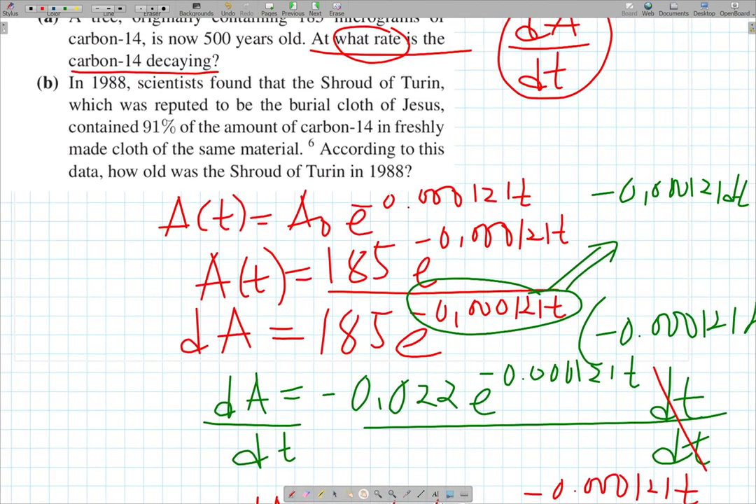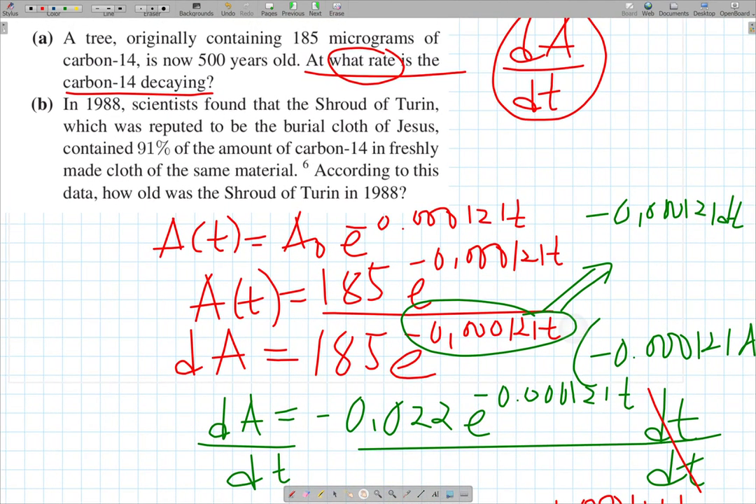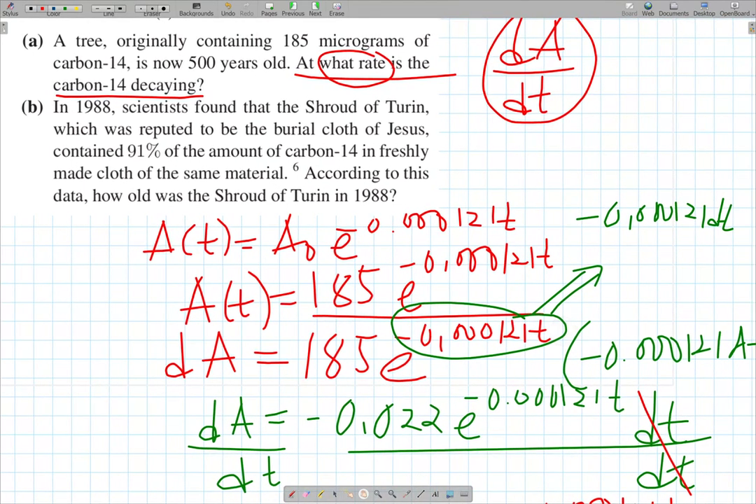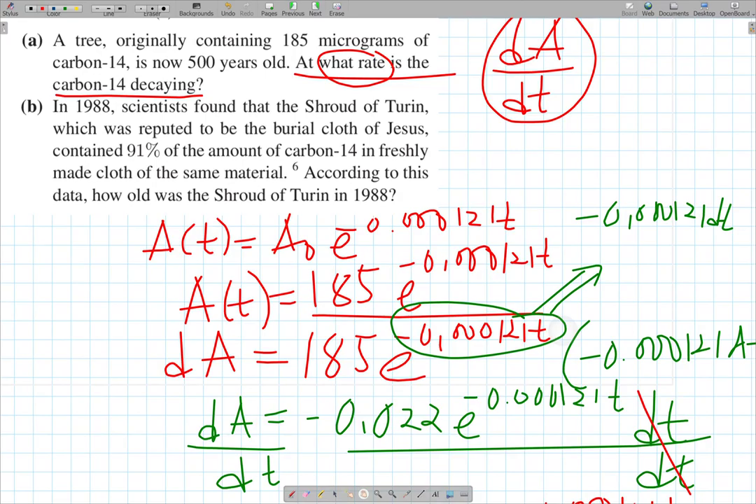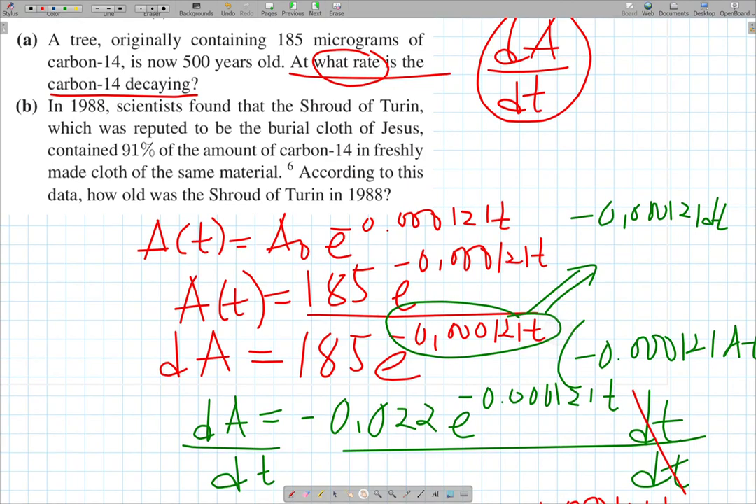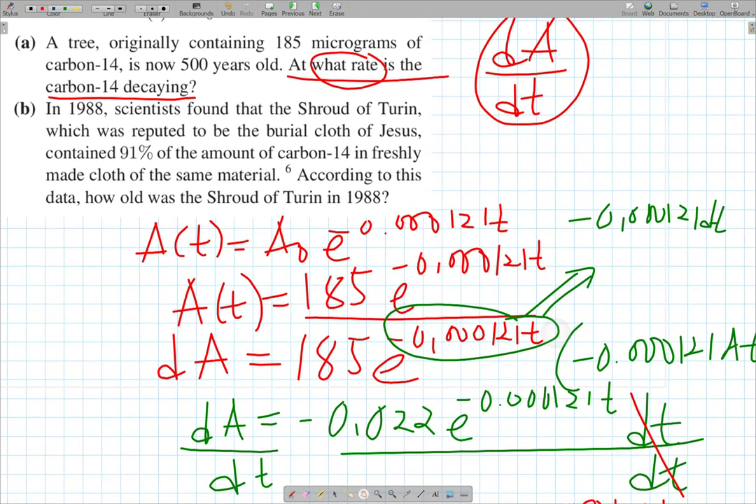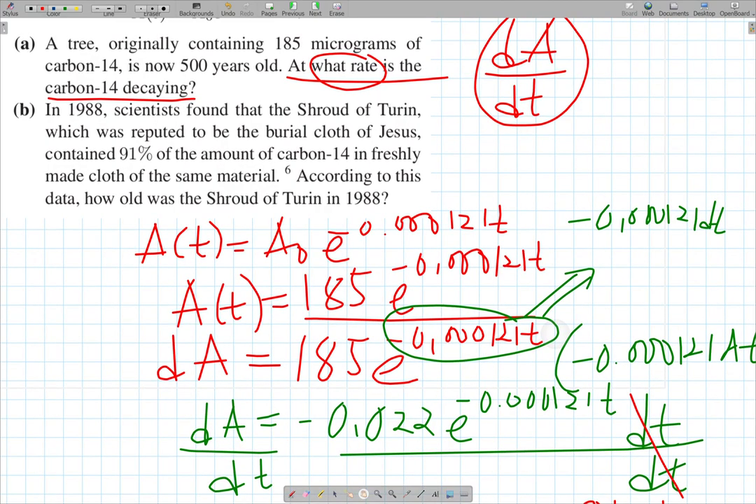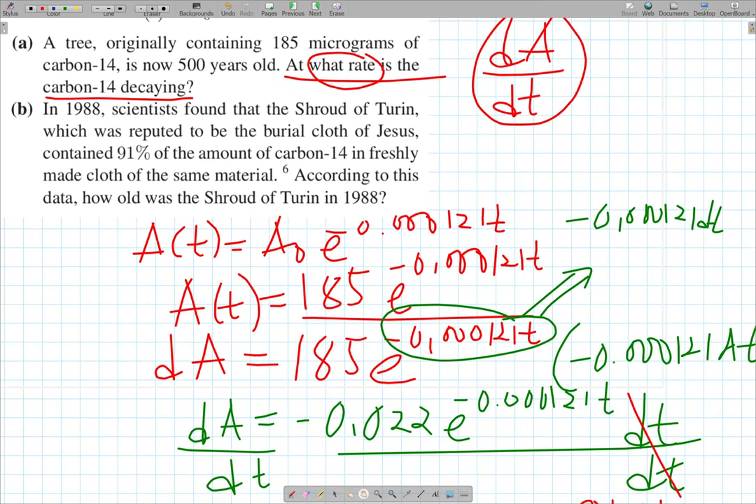In 1988, no, the scientists found that the shroud of Turin, which was reputed to be the burial cloth of Jesus, contained 91% of the amount of carbon-14 as freshly made cloth of the same material. Now, according to this data, how old was the shroud of Turin? So, ano ba ang tanong dito? He is asking class for time T. Diba? According to this data, how old was the shroud of Turin in 1988?